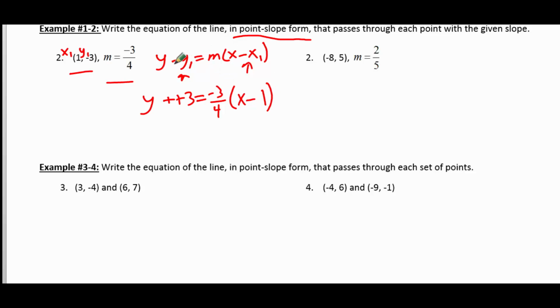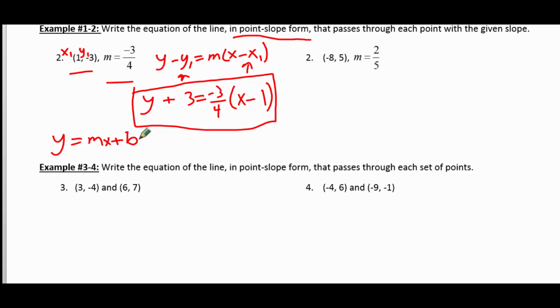Now, if the question says write the equation of the line in point slope form, the only thing that I might do is rewrite it so that I don't have this plus a plus, or just erase the second plus. This is in point slope form. This is not slope intercept form. Slope intercept form is what you learned yesterday, y equals mx plus b.